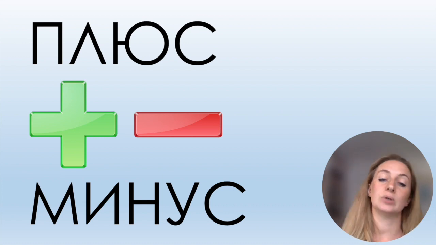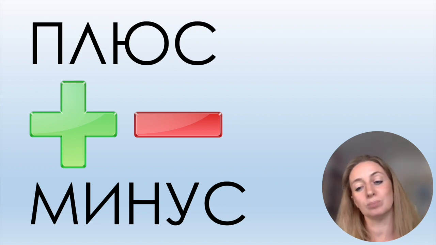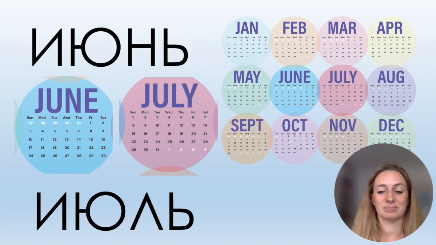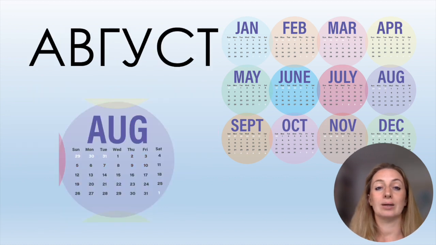Плюс, минус. Математика, бюджет, плюс, минус. I give you in this video 3 more months. Июнь, июль, with letter Ю. And 1 month with letter Г. Август.